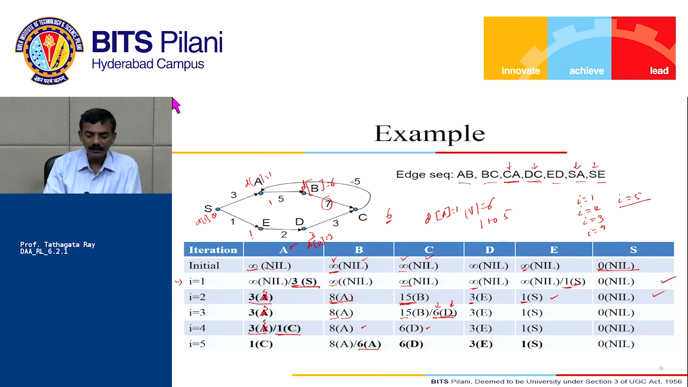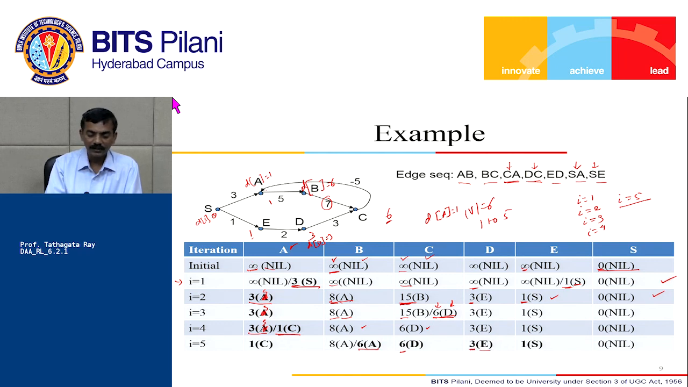How about DC? D value is 3. 3 plus 3 is 6. C is already 6. So that also doesn't need an update. How about ED? E is already 1 and 1 plus 2 is 3. Okay, so the D value is already 3, so that also doesn't require an update.